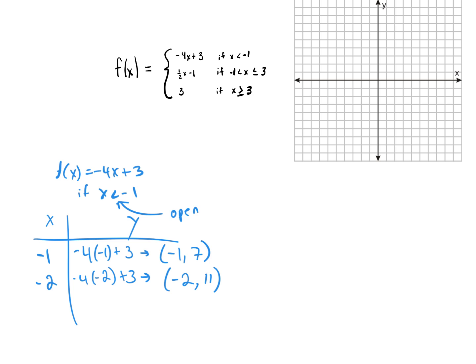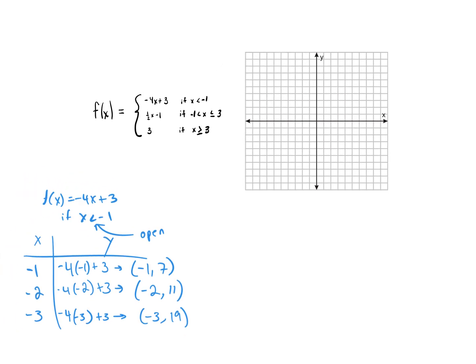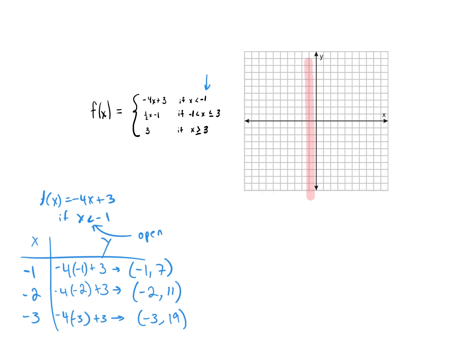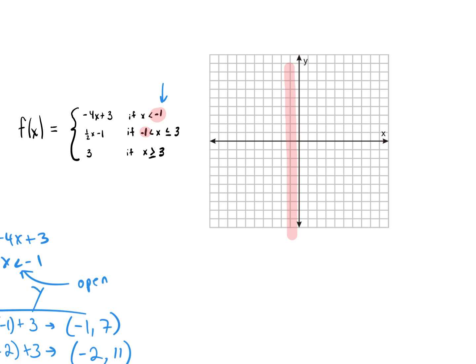I doubt I'm going to have enough space to even graph any more points, but I'll just find one more, just to make sure the math is making sense. So negative 4 times negative 3 is 12, plus 3 is 19. So clearly there's not enough space for me to do this. Now we have to make sure that at negative 1, for now I'm going to highlight those numbers at negative 1. We also have one at positive 3.